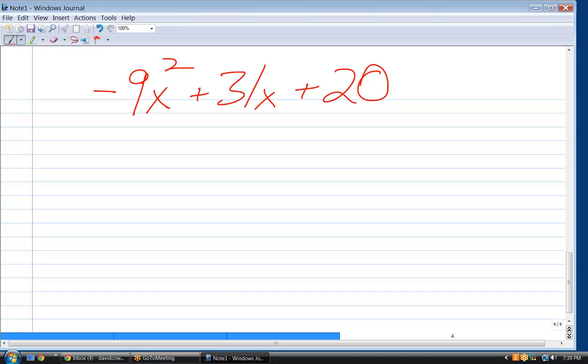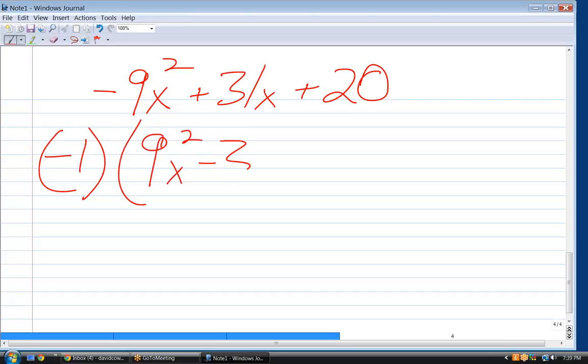Okay. The next easiest thing we can do is make sure we have a positive coefficient in front of the x squared instead of a negative coefficient. You never want to have a negative coefficient in front of the x squared. So how can I turn that positive? Negative 1. Okay, so let's take out a negative 1, leaving 9x squared minus 31x minus 20.